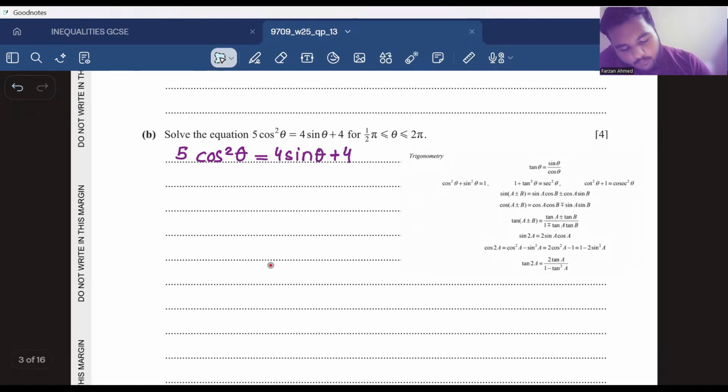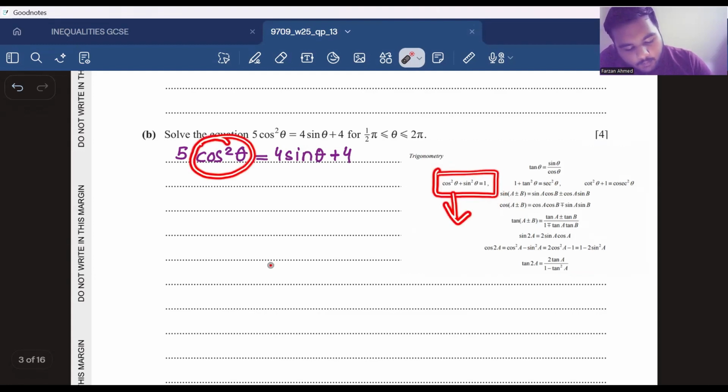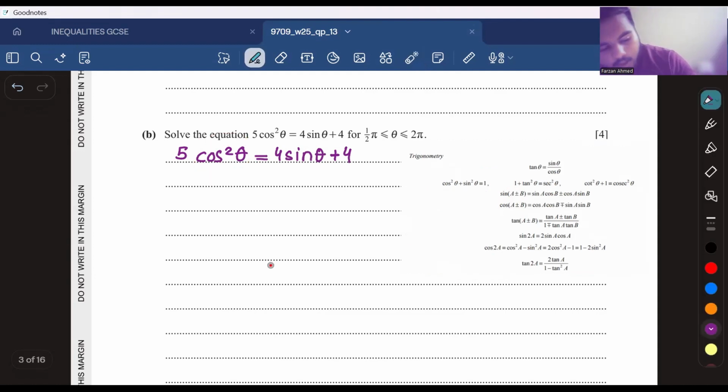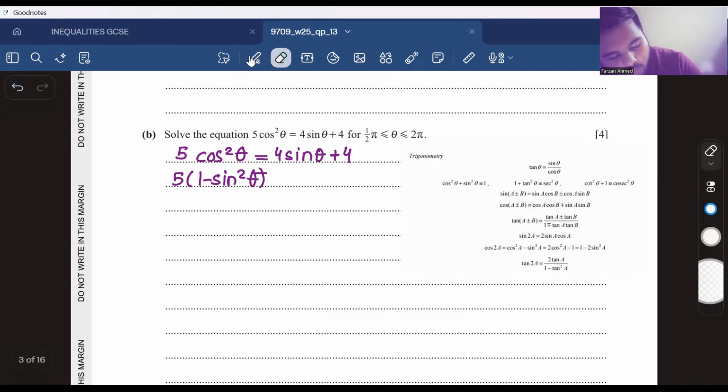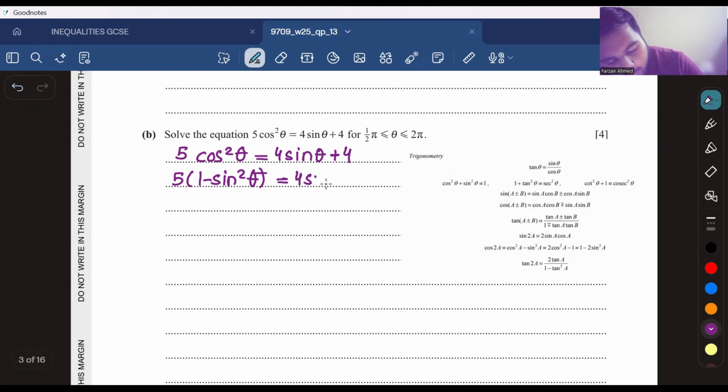In this, we have cos square theta plus sine square theta is equal to 1. So we have to make cos square theta the subject. So cos square theta is equal to 1 minus sine square theta. Okay, so we will write 5 bracket 1 minus sine square theta is equal to 4 sine theta plus 4. So 5 minus 5 sine square theta is equal to 4 sine theta plus 4.